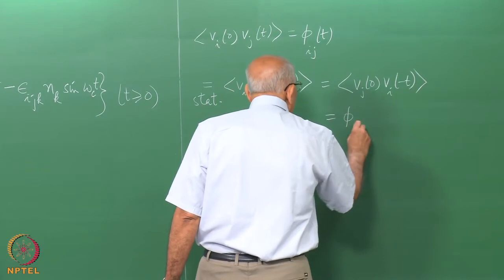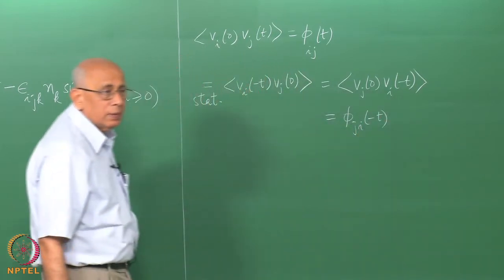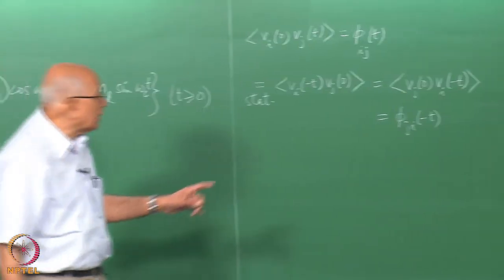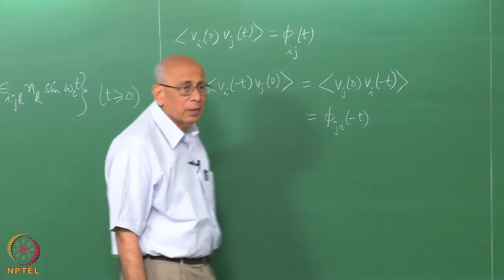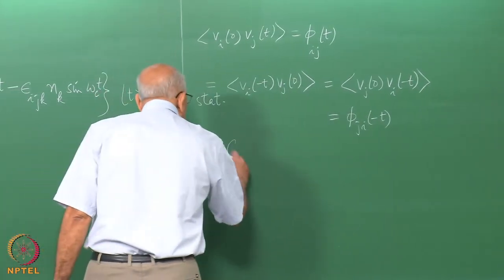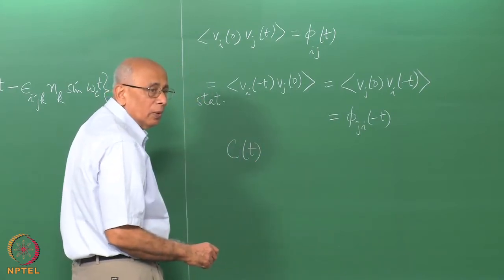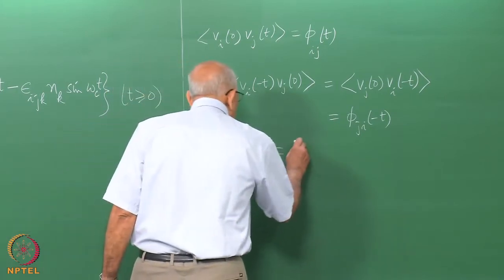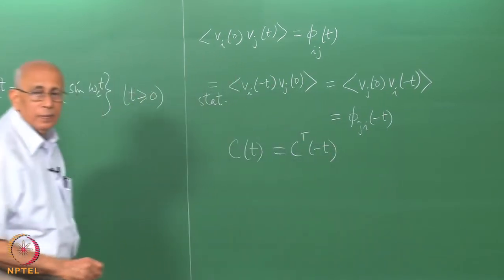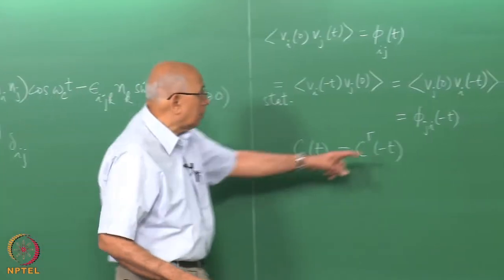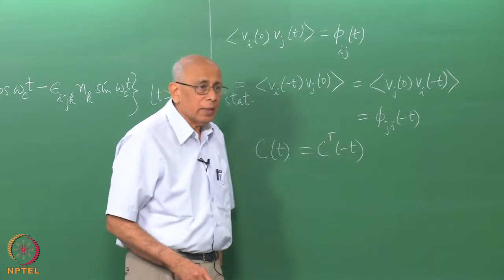Which is equal to phi_ji of minus t, because these indices get interchanged, which didn't happen in the one-dimensional case. So this tells us that this correlation function C of t, this matrix C that we computed yesterday, is such that it is equal to C transpose of minus t, because of this property. It becomes a transpose and then the argument becomes minus t, right?